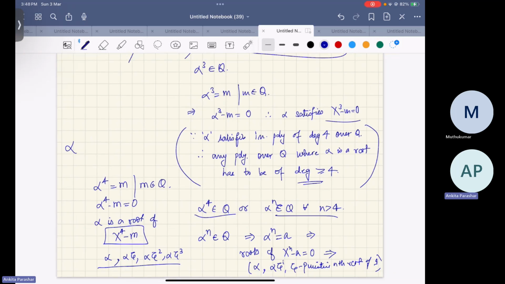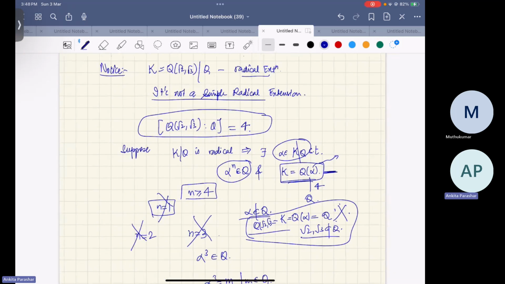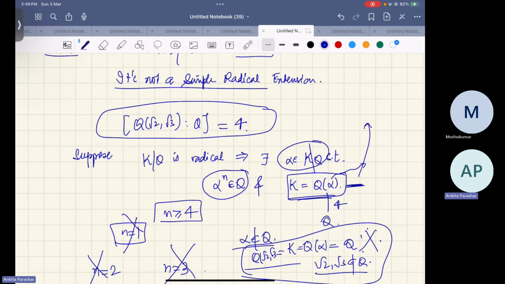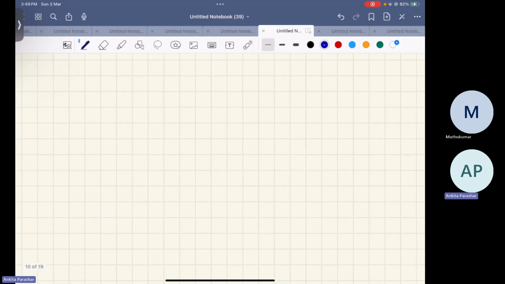Now, knowing all this will help us build a contradiction. Contradiction to what fact? That this is a simple radical extension. Suppose it is a simple radical extension, that means suppose we have this thing.